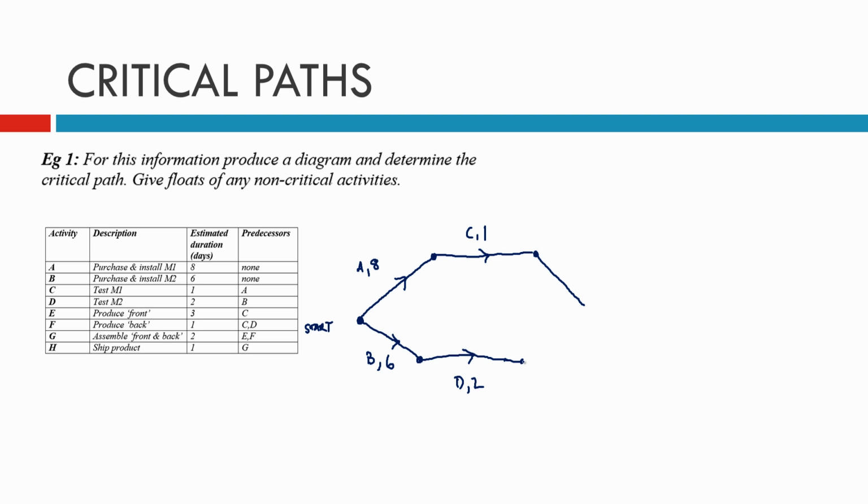Then we have E. E follows C. And then we'll write that in. So that's E with a 3. And then we have F. F has to come after C and D. So because C's right up the top and D's down the bottom, what we'll do is drop this dotted line, which we call a dummy line, from C to D. And we put the arrow going from C to D.